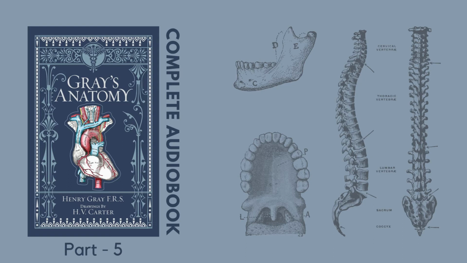The transverse ligament divides the ring of the atlas into two unequal parts. Of these, the posterior and larger serves for the transmission of the medulla spinalis and its membranes and the accessory nerves. The anterior and smaller contains the odontoid process.